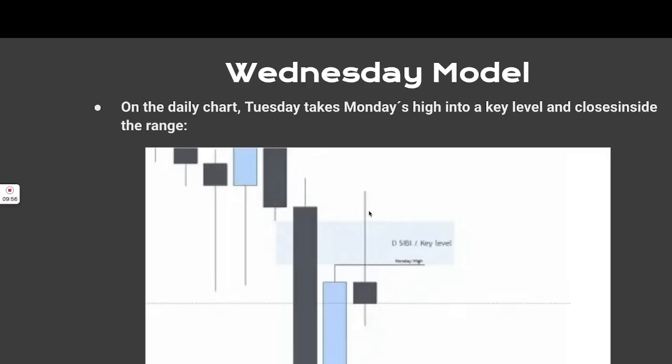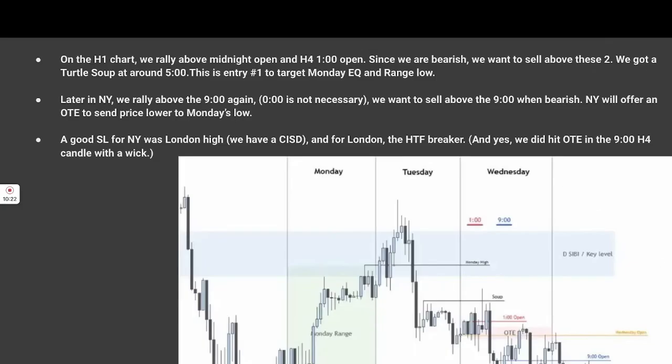We wicked above Monday's high. We did not close above it. We wicked above Monday's high into a key level and closed back below. Where is price likely to end up? The EQ of Monday's range, and then the opposing end of Monday's range. This is CRT.